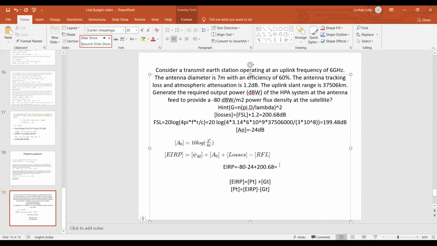तो EIRP कितना आया मोहित? 200.68 minus 80 minus 24. Ma'am, 96.68. 96.68 dB watts ना, ठीक है.